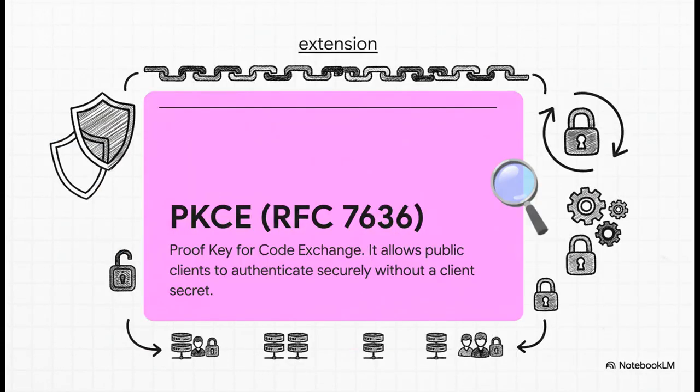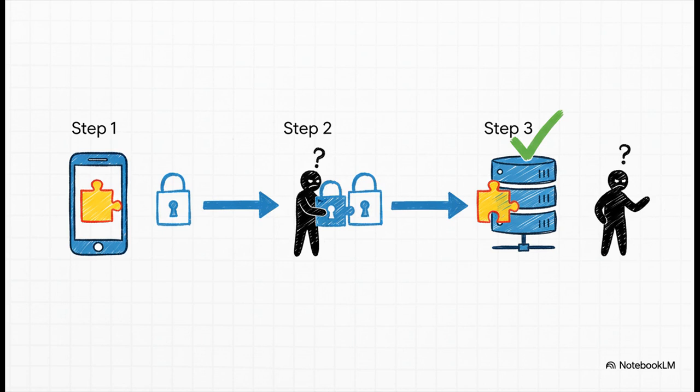Well, the solution is this really elegant extension to OAuth called PKCE. It stands for Proof Key for Code Exchange. It was designed specifically for this exact problem, and it's so important that it's now a required part of the modern OAuth 2.1 standard for all clients. The best way to understand this is to think of PKCE as a one-time secret handshake. The app makes up a secret at the very start of the login process, and then at the very end, it has to prove it still knows that secret.